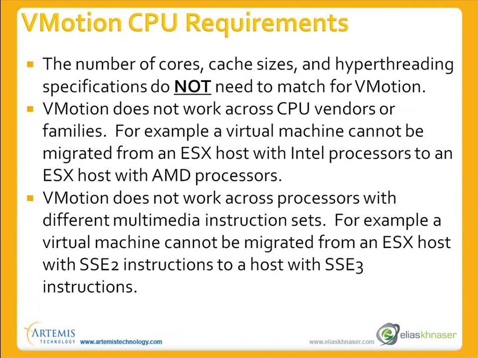So the number of cores, cache sizes, and hyperthreading don't matter when you're trying to do vMotion. If they don't match, then it doesn't matter. However, vMotion will not work across different CPU vendors. So it won't work between AMD and Intel, for example. It also won't work across processors with different multimedia instructions. So for example, it won't work from an ESX host that has SSE2 instructions to an ESX host that has SSE3 instructions, and so on and so forth.